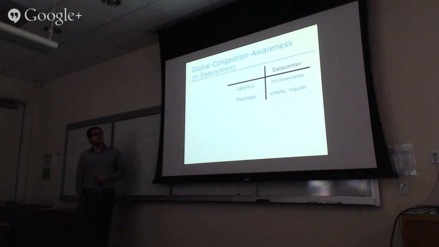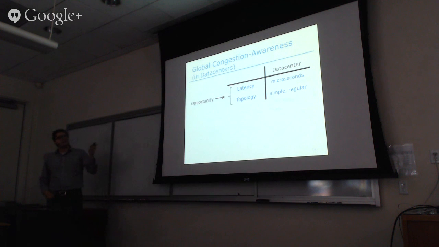The other is that the topology is not some arbitrary topology that you might see in a wide area setting. These are very simple, regular, homogeneous topologies with maybe some amount of asymmetry due to failures. And because of this regularity, you'll see, as I'll show, that simple decisions tend to perform really well. You don't need very sophisticated decision logic. So these are some of the opportunities.